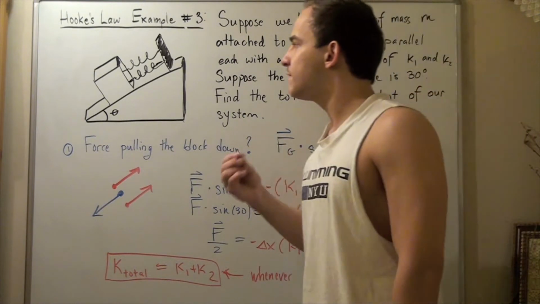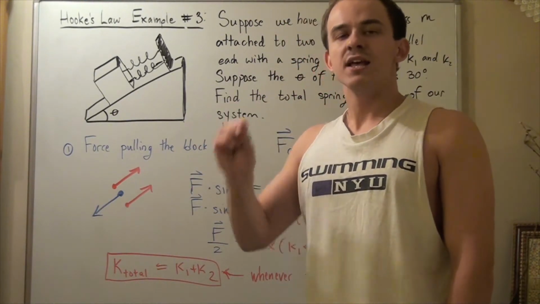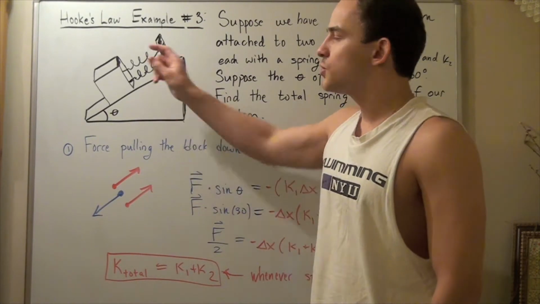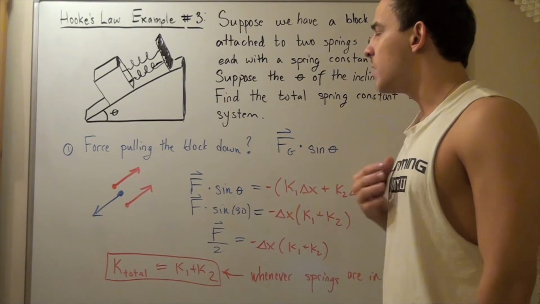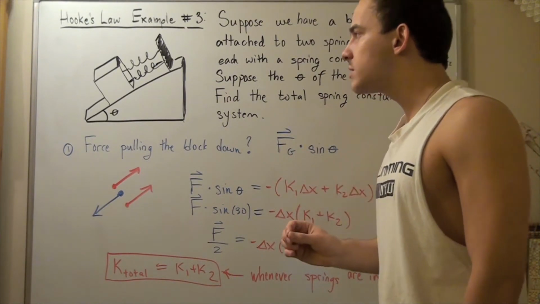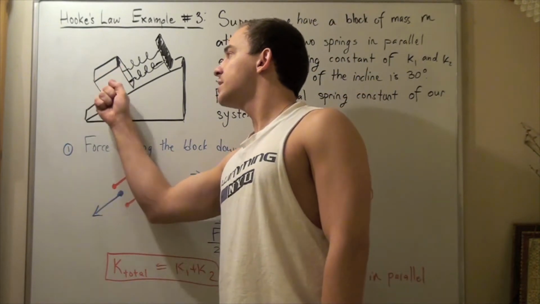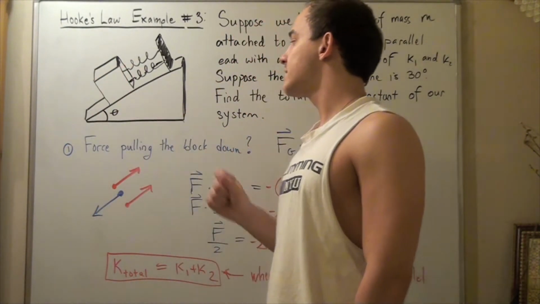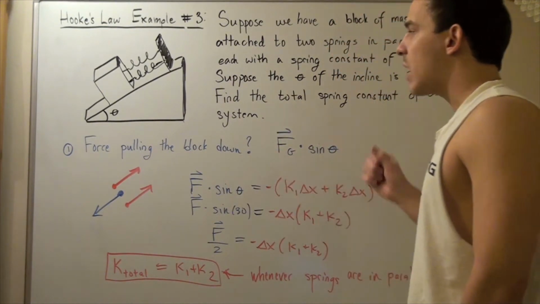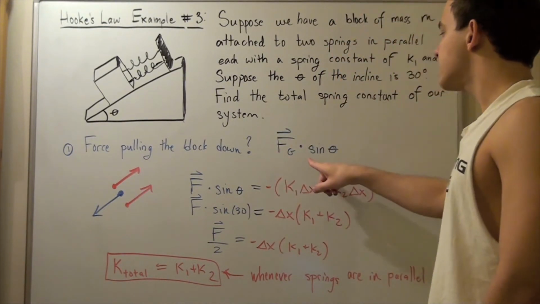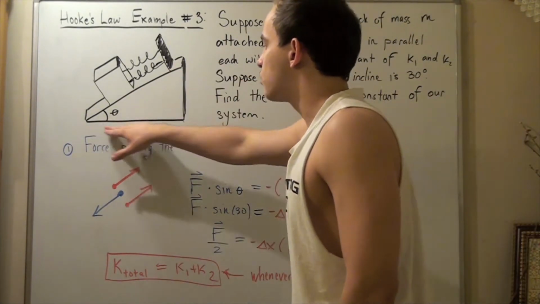So we want to find the single spring that has a spring constant that will replace these two springs, or these two spring constants. To begin our problem, we must find the force that is pulling down on our object, our mass m. To find this force, we basically take our force of gravity and multiply it by the sine of the angle that this inclined plane makes with our ground.